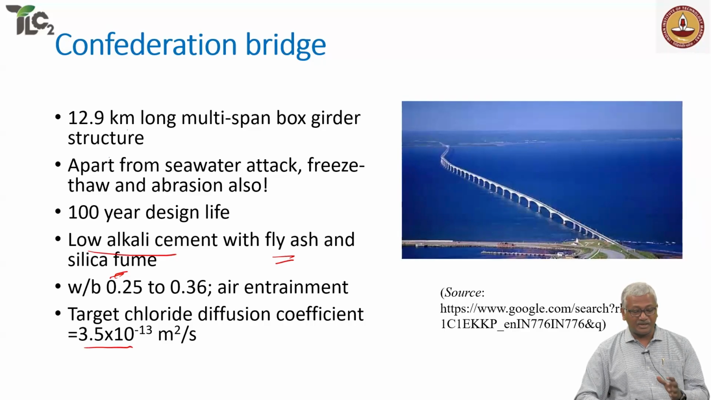Now, this is very difficult to actually achieve. 10 power minus 13 is a very stringent durability criterion. To give you another example, the Mumbai Trans Harbour Tunnel, the concrete was actually having a durability specification of 2 into 10 power minus 12 square meter per second. So the concrete was tested as per one of the durability test methods there.